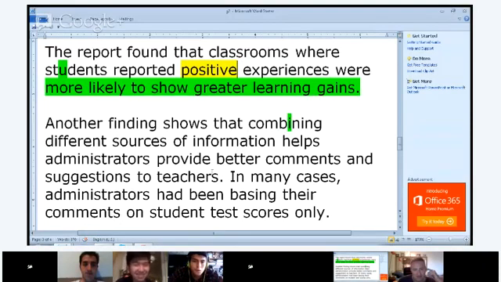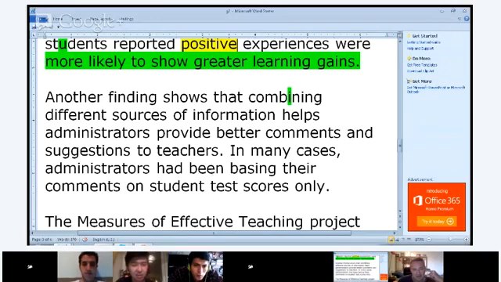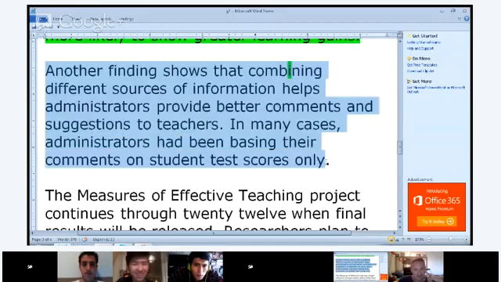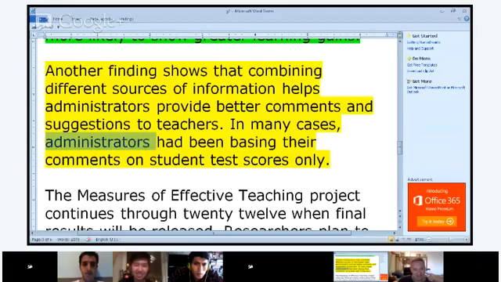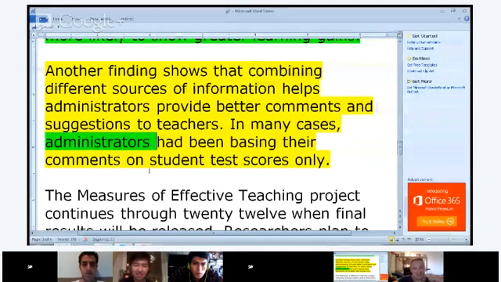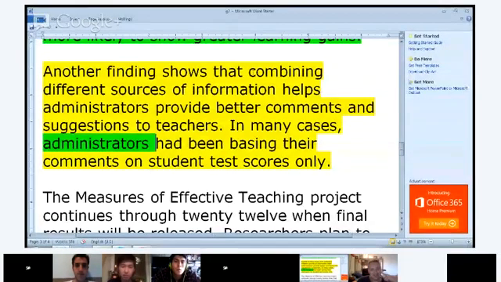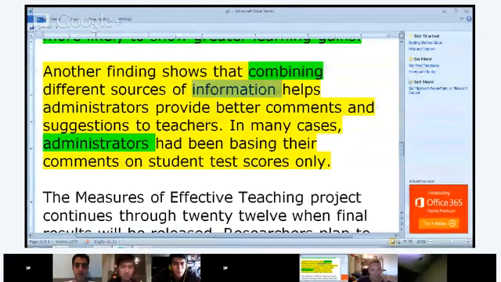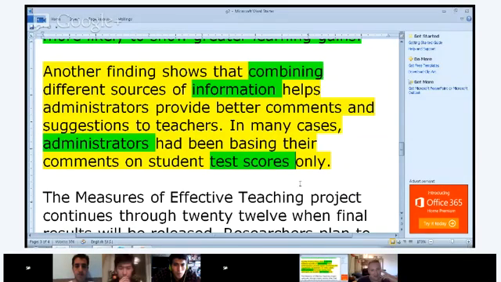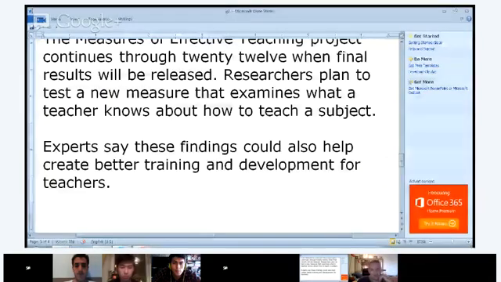All right. And this next paragraph, I don't think is very interesting, but they talk about the administrators, and what they need to do is try to combine different information about the teachers, and not just look at the test scores. To evaluate teachers, you need to look at more than just the test scores. Okay, and so let's finish reading this.